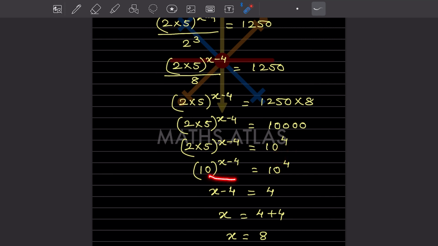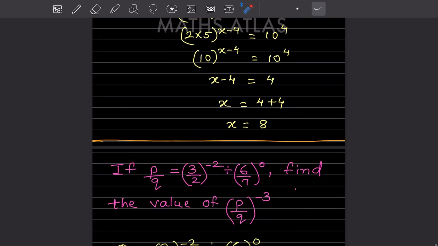So now you can see why did we do like this? Because we wanted either the base or the exponent to be the same. So now the base is the same, so the exponent should be the same. So now x minus 4 is 4. So what will you do here? X as it is, this 4 as it is, this minus 4 will be plus 4. So x is going to be 8.